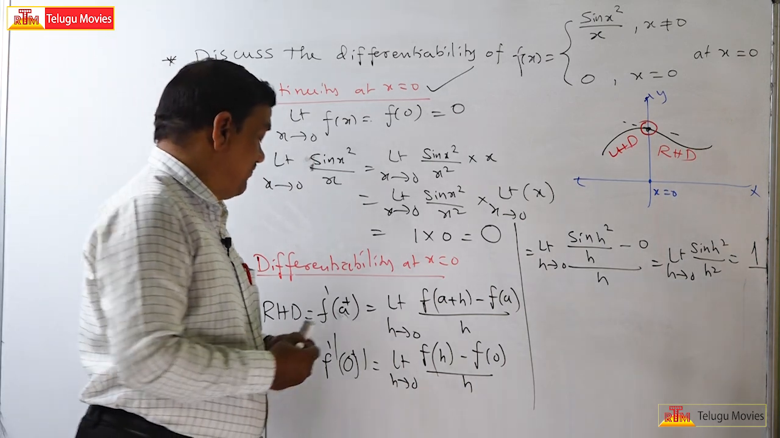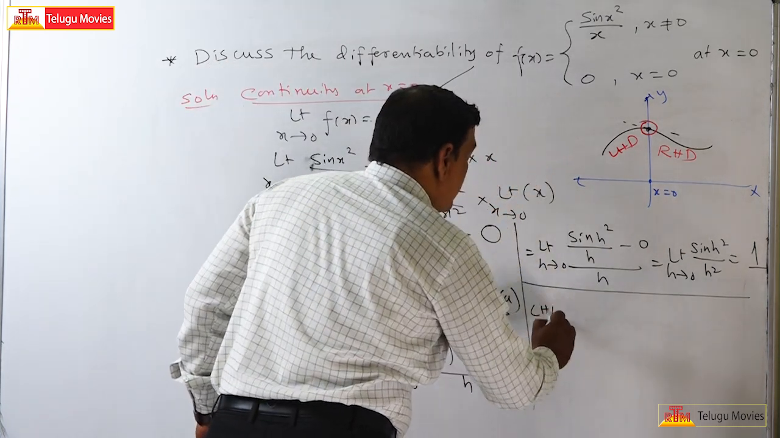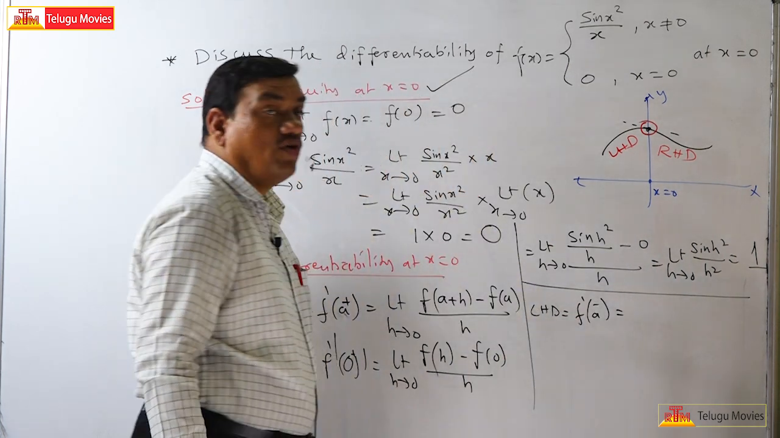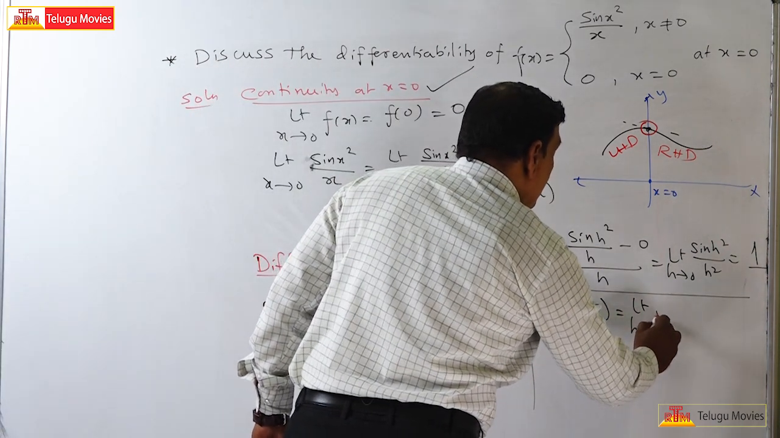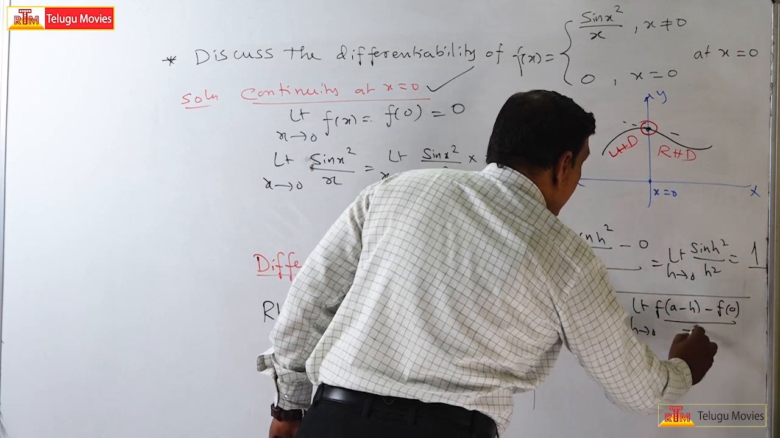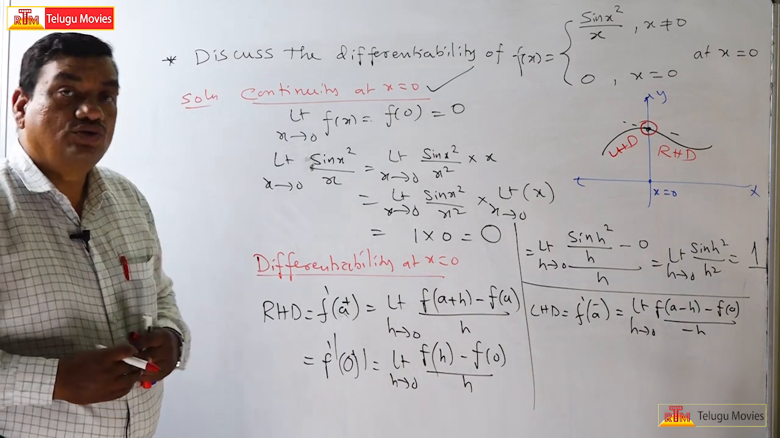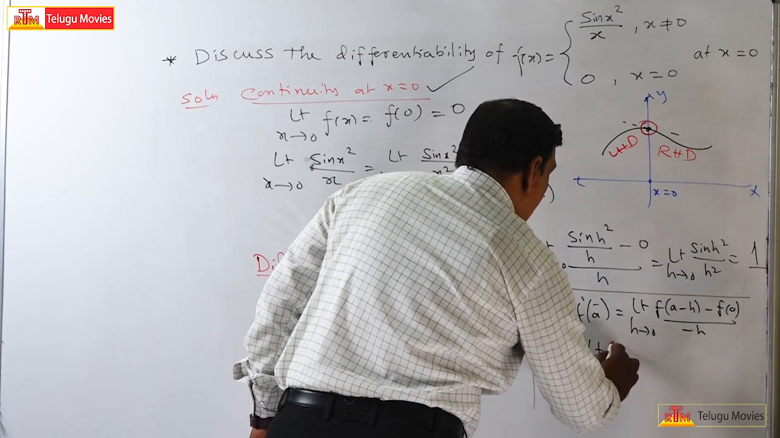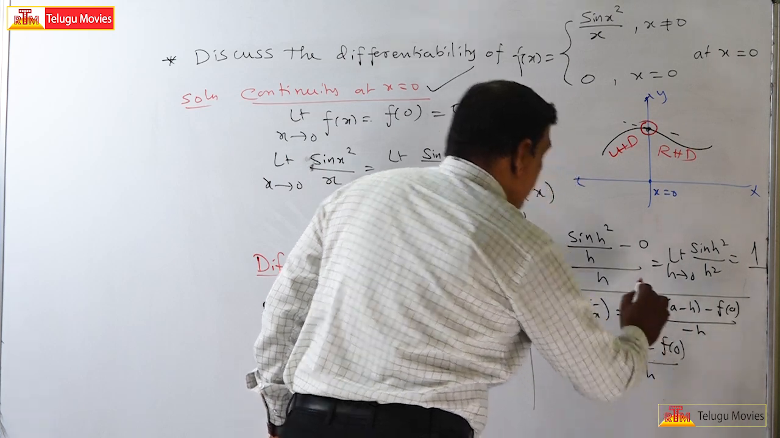Let us find out the left hand side derivative, LHD, that means f dash of a minus. The formula is limit h tends to 0, f of a minus h minus f of a by minus h. Here a is equal to 0, where we are checking x equal to 0. So that is limit h tends to 0, f of minus h minus f of 0 by minus h.